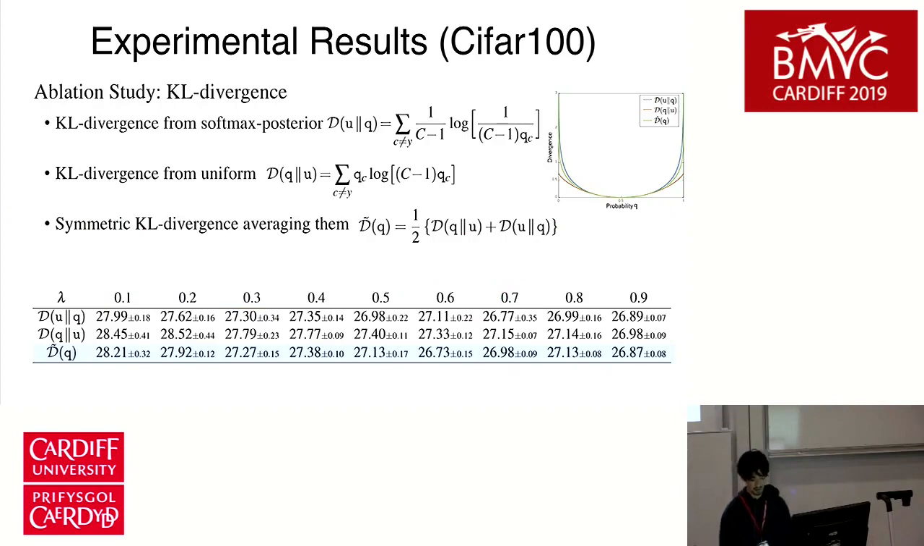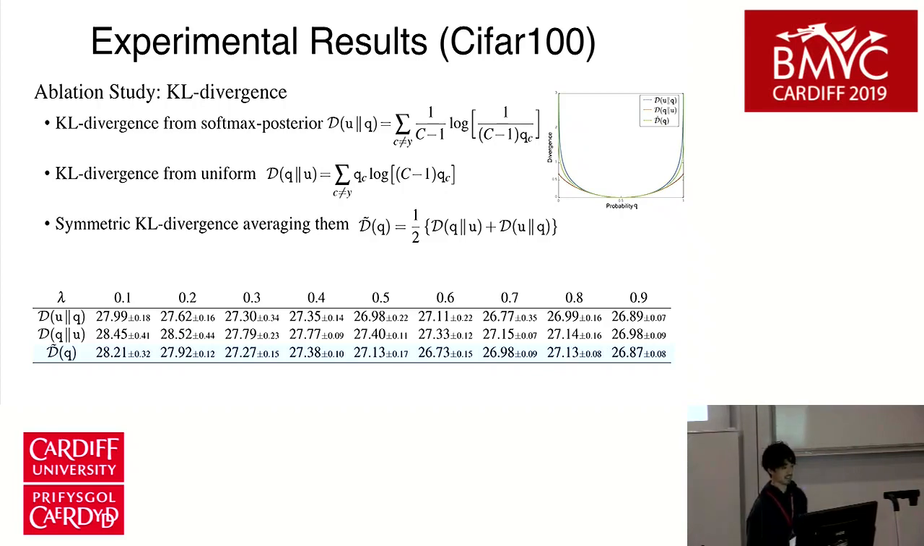Maybe this one. The horizontal axis means various regularization parameters, and we can see that the proposed method produces good performance over a large variety of regularization parameters in contrast to the LSR. Okay, and how do you select that parameter? Actually, we selected the parameter of 0.3, which shows good performance on various CNNs, and this is empirically determined.